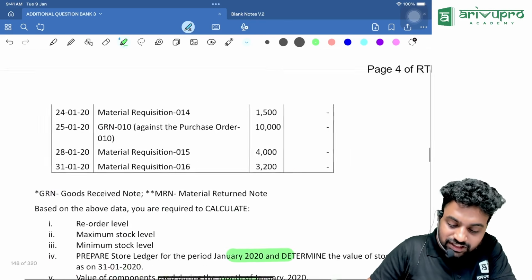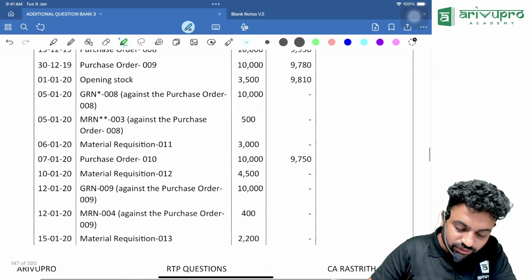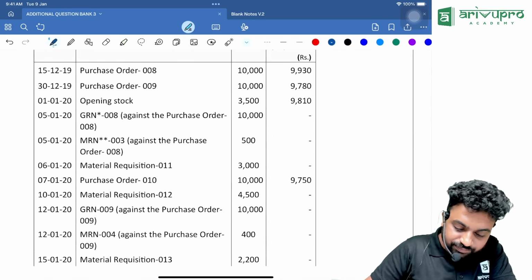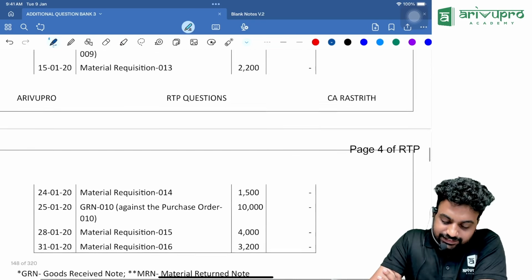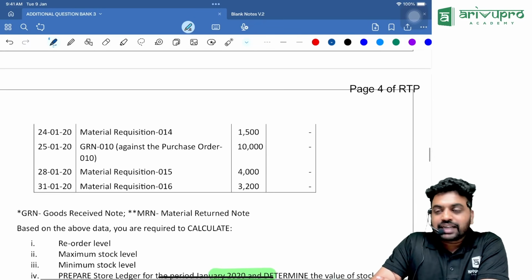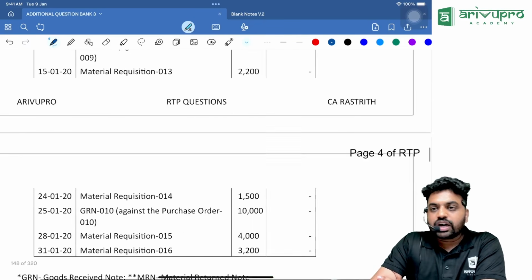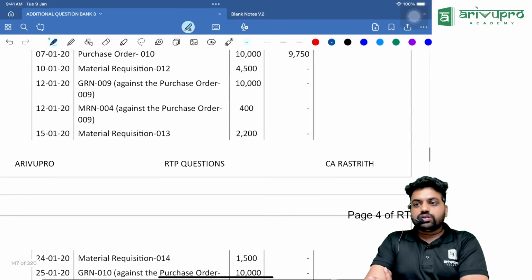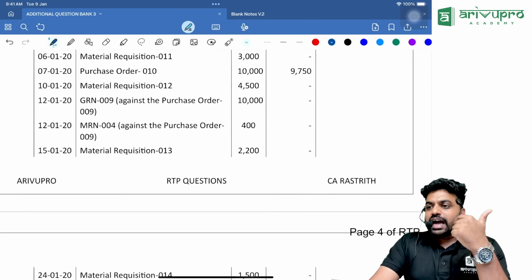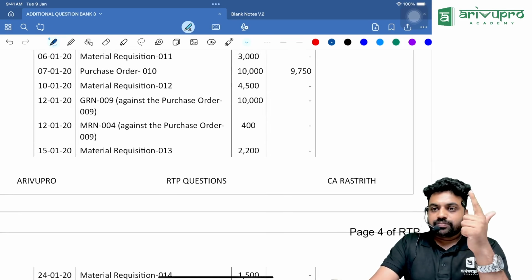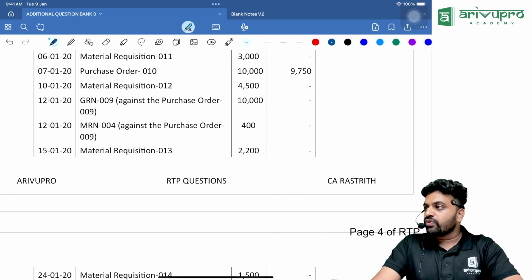But for the first 3, listen here carefully. Guys, they are asking us reorder level, maximum level, minimum level. Moral of the story, we want to know lead period, lead time as well as consumption. Lead period and consumption. How can we do that, sir?